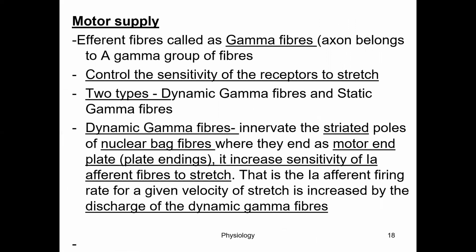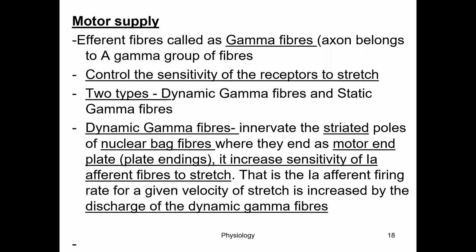The motor supply is to the contractile component. As you know, the peripheral component is the contractile component, and that's why the motor supply is to the nuclear bag and nuclear chain fiber, the contractile components. So the efferent fibers are called gamma fibers. The axon belongs to the gamma group of fibers and controls the sensitivity of the receptors to stretch. There are two types of gamma fibers: dynamic gamma fibers and static gamma fibers.